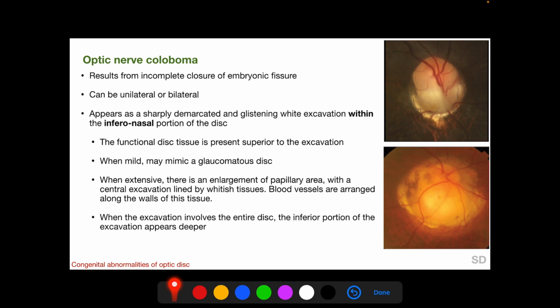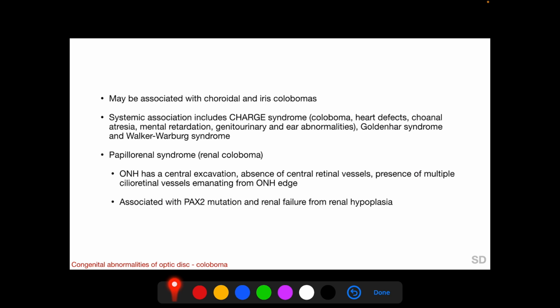When the excavation involves the entire disc, the inferior portion of the excavation appears deeper. Colobomas have a large number of associations, and optic nerve head colobomas may be associated with choroidal and iris colobomas. Systemic associations include CHARGE syndrome, Goldenhar syndrome, and Walker-Warburg syndrome.